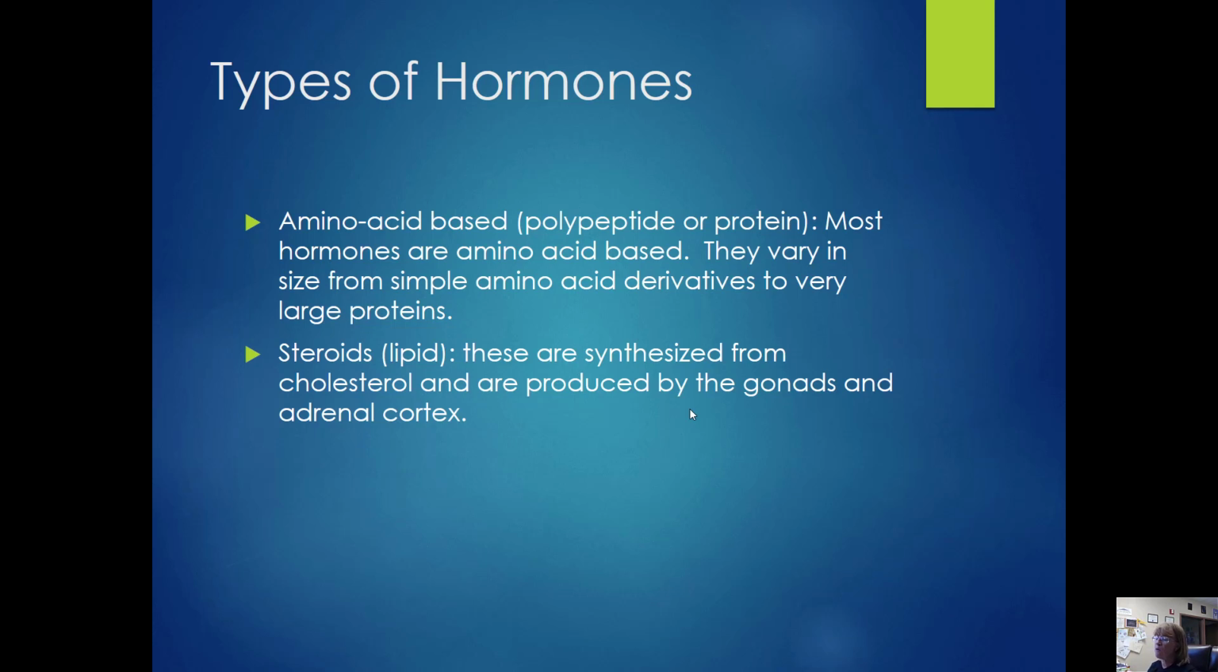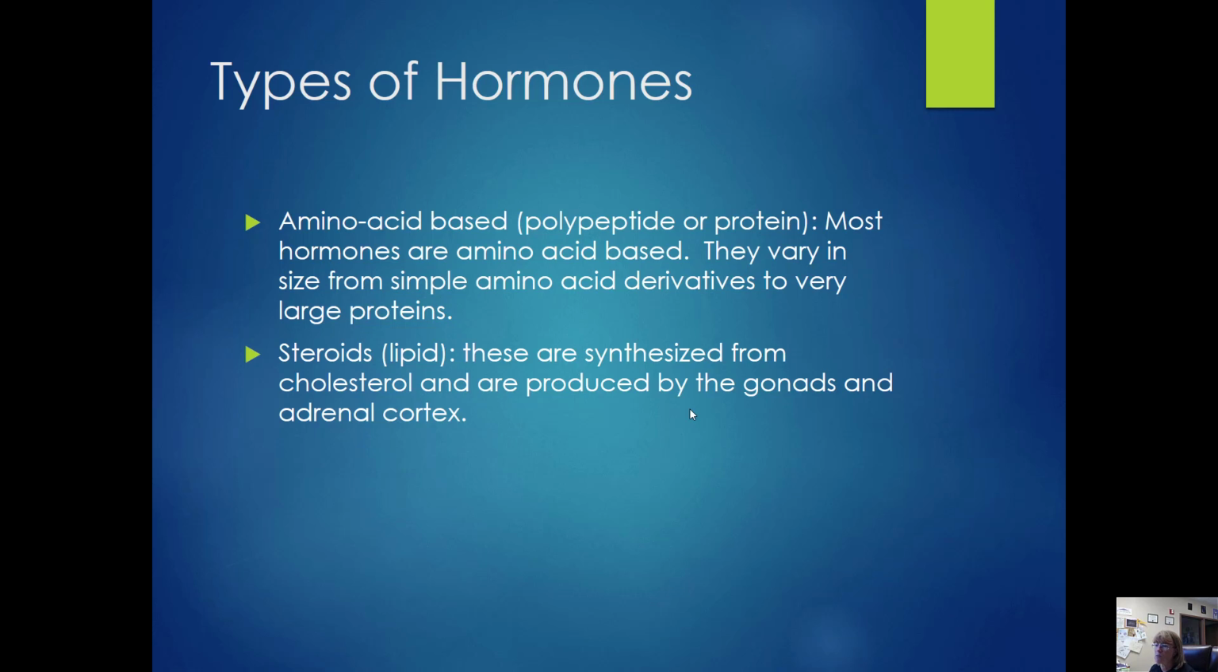So most of the hormones are made either of amino acids or those many amino acids making up a protein. So you can see they're going to vary in size from very simple amino acid derivatives to very large proteins, extremely large proteins. Steroids, on the other hand, are lipid hormones, they are going to be made from a cholesterol precursor, and then we will build on those.